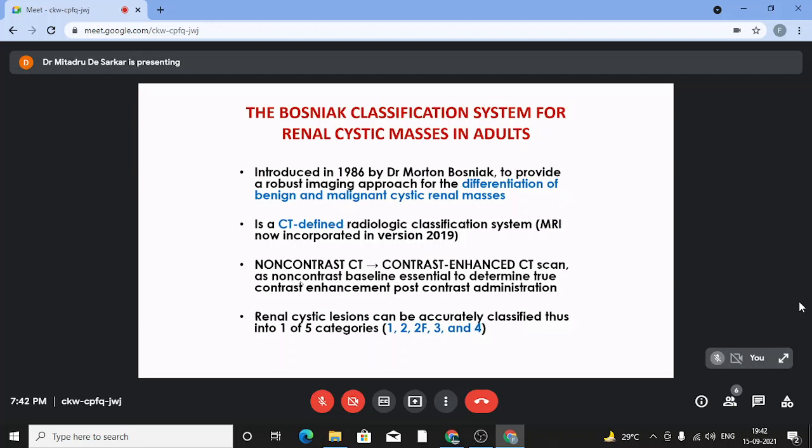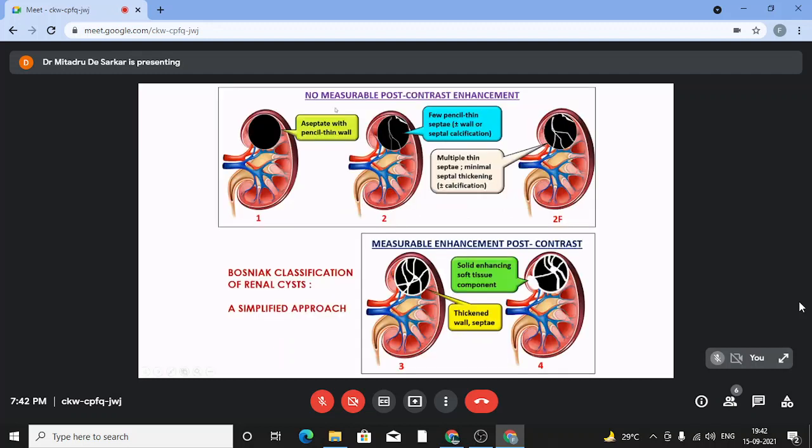If you have a measurable contrast enhancement, this goes into the higher categories, that is category 3 and 4. And if you do not get a contrast enhancement, these stay on the lower end of the spectrum, that is category 1, 2 and 2F. So this particular illustration will show a little bit about it. If you have a measurable enhancement post contrast, you have the higher stages, category 3 and category 4. And the non-measurable contrast has the category 1, 2 and 2F.